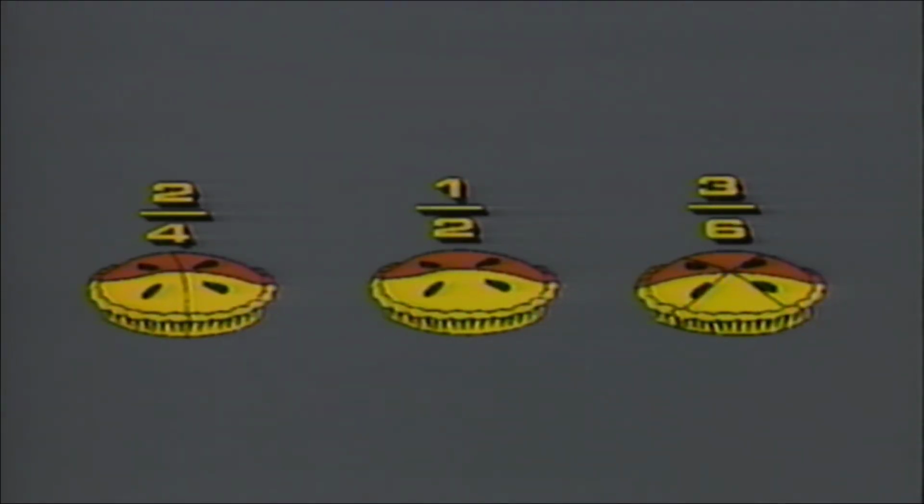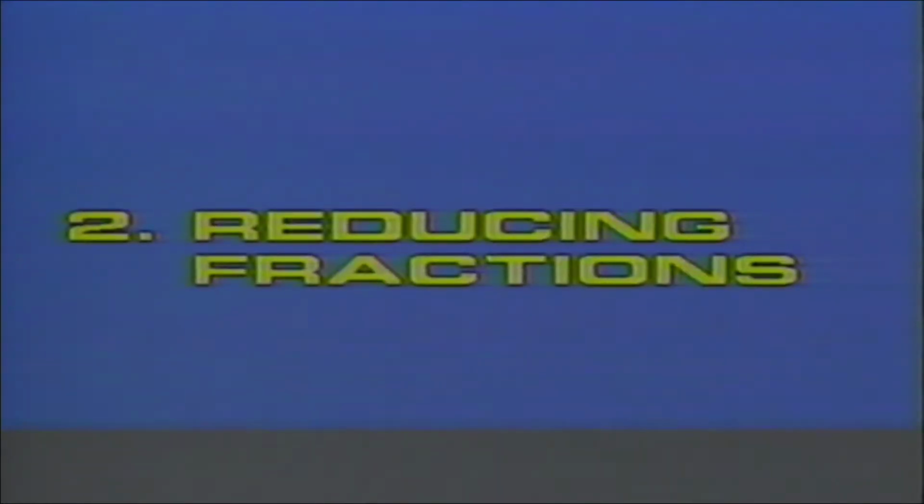We saw earlier that when a pie is divided, 1/2 equals 2/4, which equals 3/6, and so on. This leads us to the idea of reducing fractions.